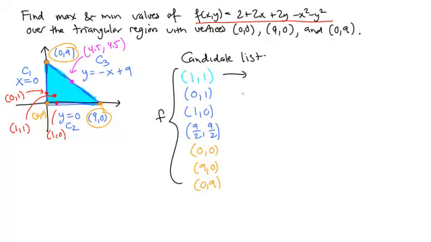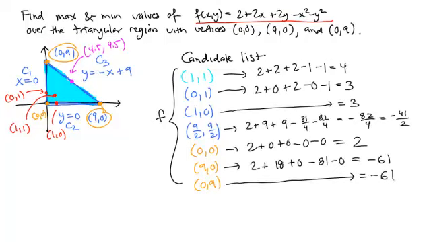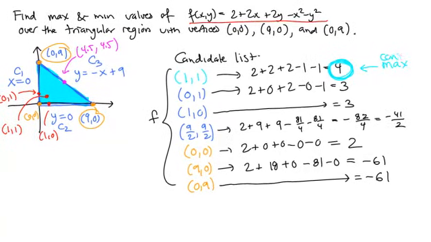So what we'll do is we'll now apply f to all of these things, and we'll see what we get. So for example, f of 1, 1 is going to be 2 plus 2 plus 2 minus 1 minus 1. That's 6 minus 2, or 4. Similarly, these are the corresponding output values. Now notice that of all of these output values, 4 is the largest. And so that means that this is now the maximum value on the constrained region.